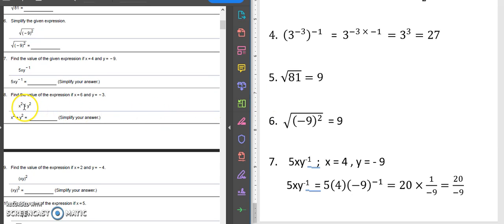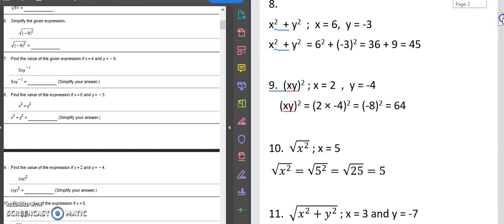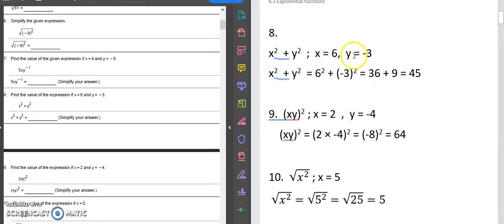So looking at number 8, it says find the value of the expression. It's another problem where you are plugging in the values for x and y. So here, this time x equals 6, y equals -3. You plug in 6 for x, -3 for y. You simplify it, we have 36 plus 9, and that will equal 45. And then we are moving on.